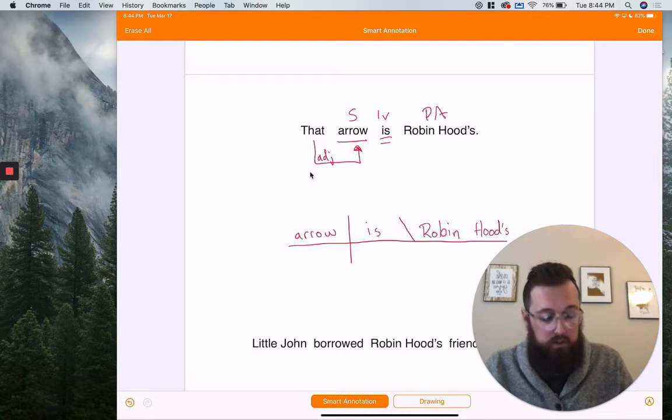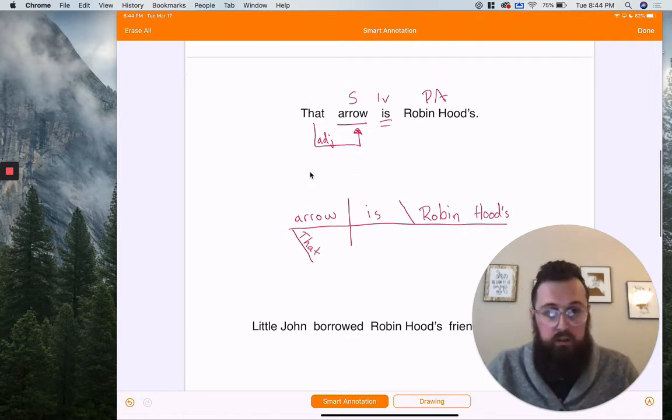And the only modifier I really have to add is that. I'm going to capitalize it because it was the beginning of my sentence. Alright, let's take a look at another one.